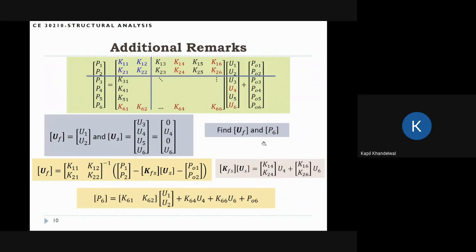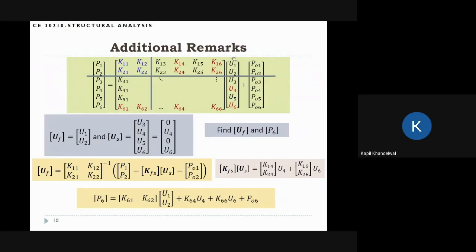If you look at the P6, we are only interested in finding P6. So we just have to look at the last equation here. So you can see that P6 is equal to K61 times U1 plus K62 times U2, and so on and so forth. And if you do this calculation in a smart way, you can figure out that K61 and K62 are getting multiplied by U1 and U2, that is UF. So we can write this in matrix form as follows.